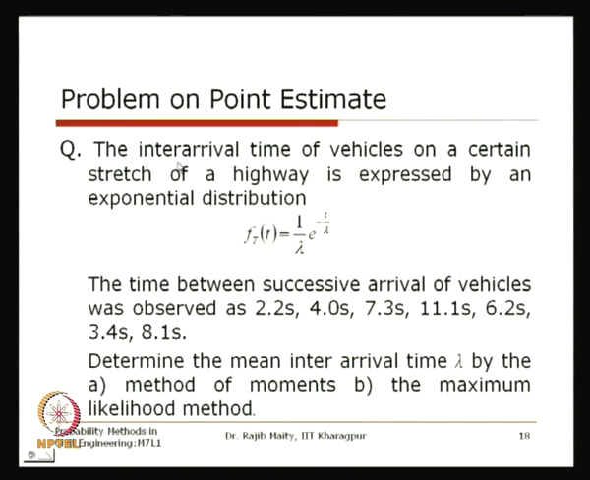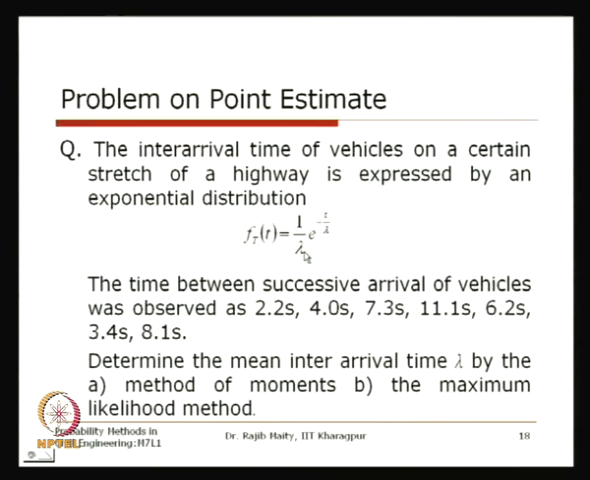Here the example is on the interval time of vehicles on a certain stretch of highway, expressed by an exponential distribution, where f(t) is equal to 1 by lambda e power minus t by lambda. Now in some places, or even earlier in this lecture, we might have used the other form, that is lambda e power minus lambda t. So it doesn't matter. Here the parameter is just taken as 1 by lambda. The form is not changing, only the parameter is represented in a different way.